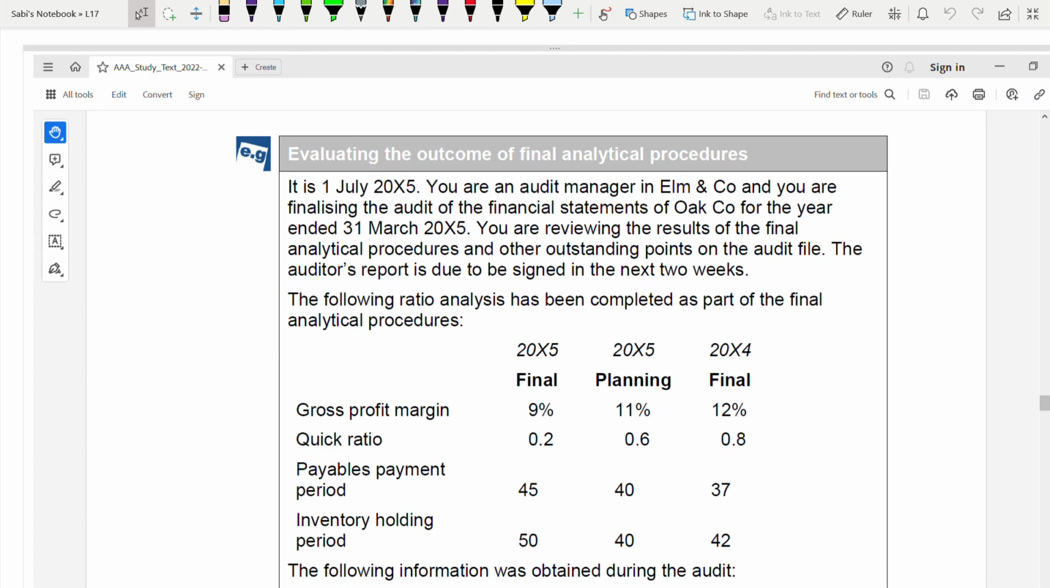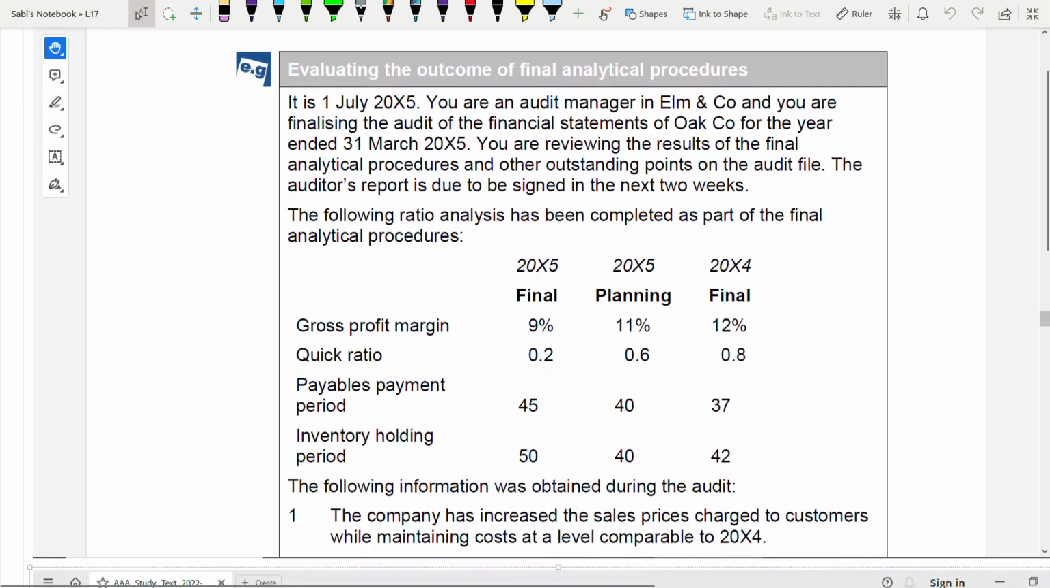So in this example, we are going to evaluate the outcome of analytical procedure. They have done the final analytical procedure and the result has been given to you. You have to evaluate it. You don't have to calculate, you don't have to do ratios and all. It's already given. This is another way a question on this could be asked, right? They will give you the results and you have to interpret. So they have given you gross profit margin, quick ratio, payable period, and inventory holding period for 2004 and 2005. For 2005 they have given both planning and the final.